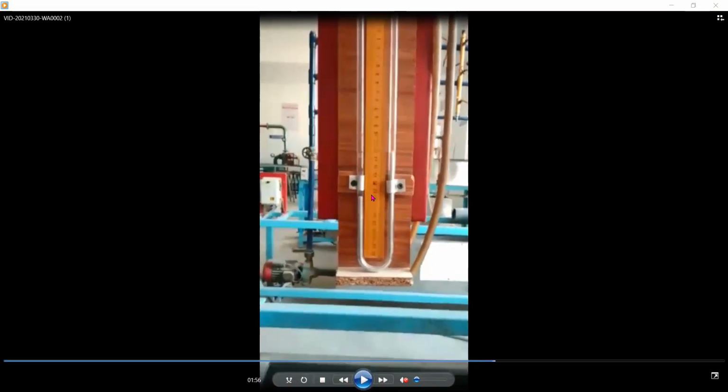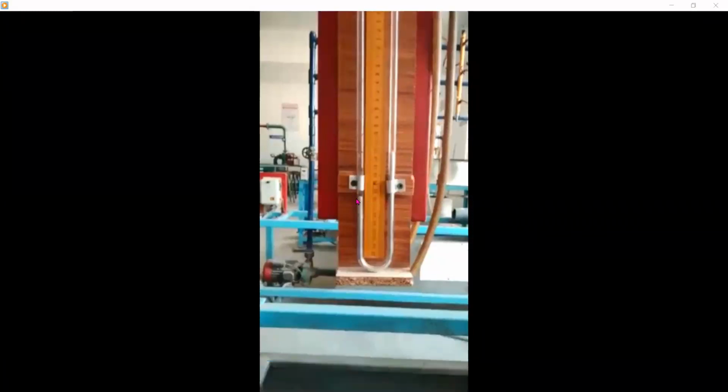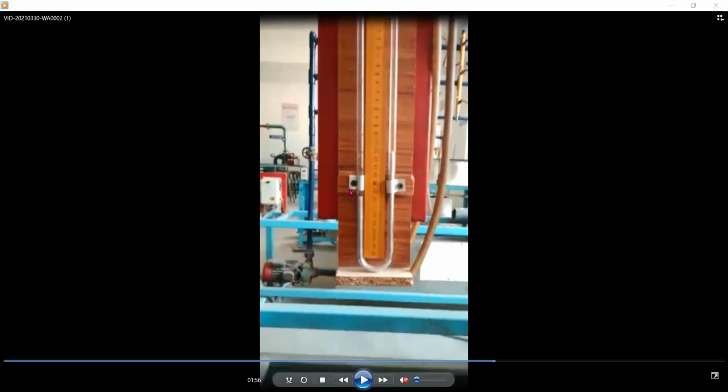So this is the reading. On the scale, you can see where it is. The number you can see here is your H1 reading. Similarly, the number which you can see on the scale exactly at the level of this mercury is your H2 value. So H1 is the left limb reading and H2 is the right limb reading. Differential manometer left limb reading H1 in centimeters, differential manometer right limb reading H2 in centimeters. So these are the two readings which we'll take in the experiment.